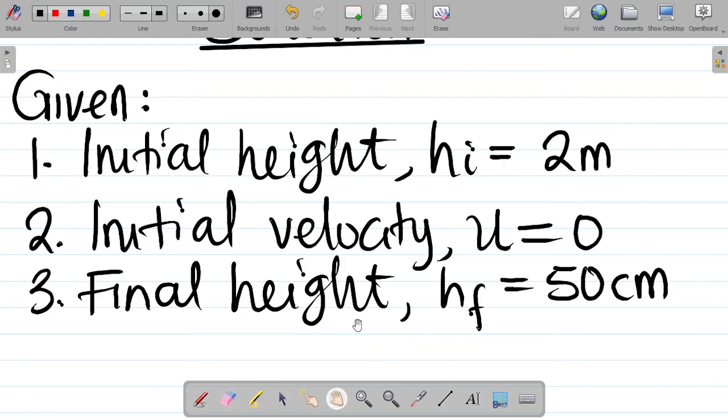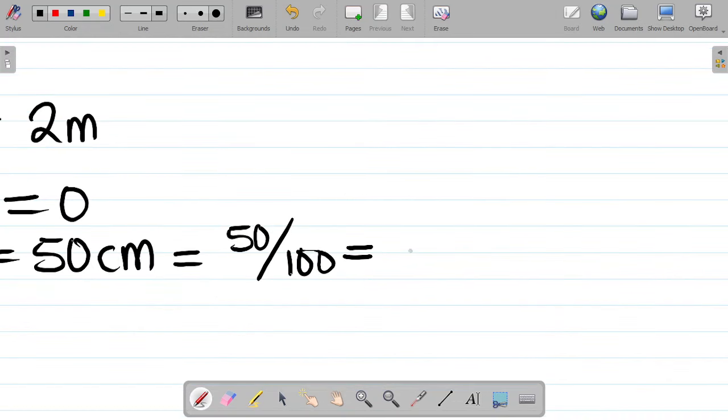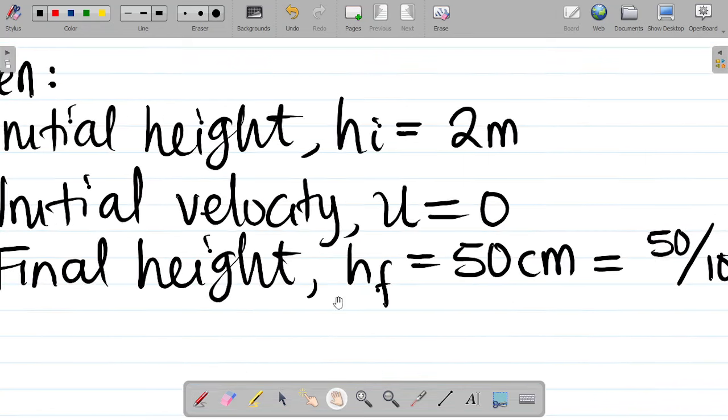Now, what do you observe here? Observe here that the second height is given in centimeters. So I must convert to meters. And how do I do that? I will divide that value by 100. Okay? So it becomes 50 divided by 100. That gives you 0.5 meters. That becomes the final height.